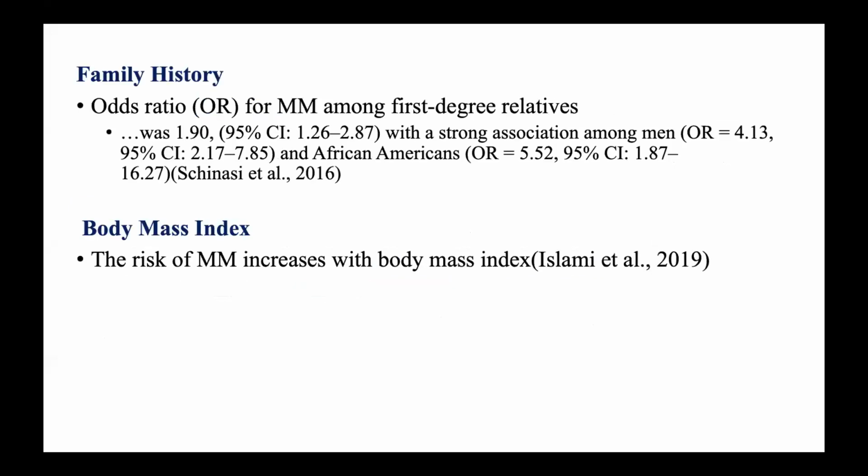On family history, we also have data that first degree relatives are more prone to this disease compared to other people in the community. Therefore, it could be in the family genetic history. And on body mass index, we find that an increase in body mass index will predispose you more to this condition.